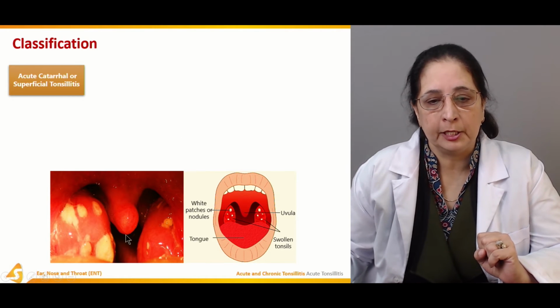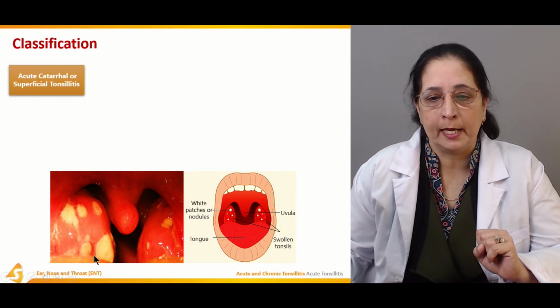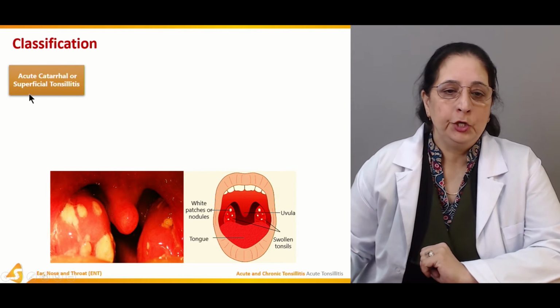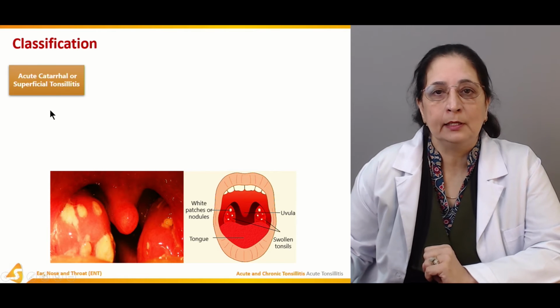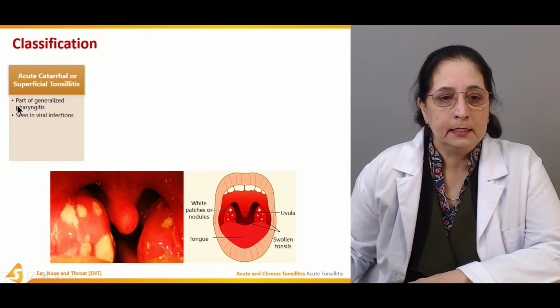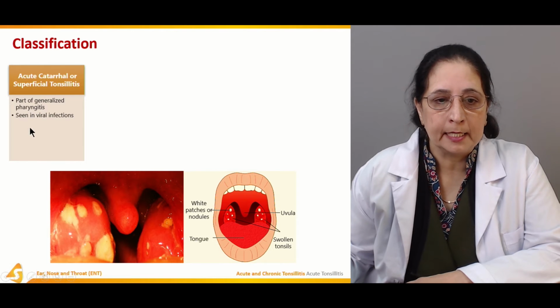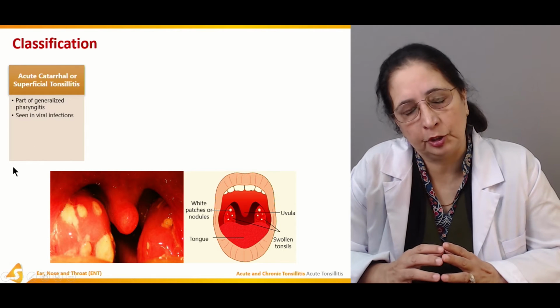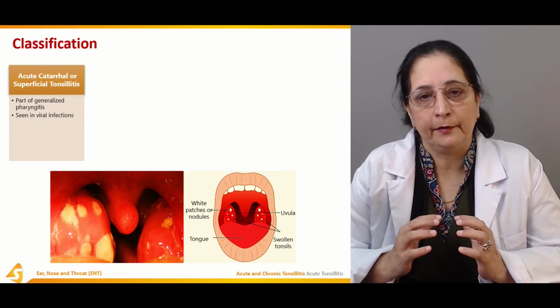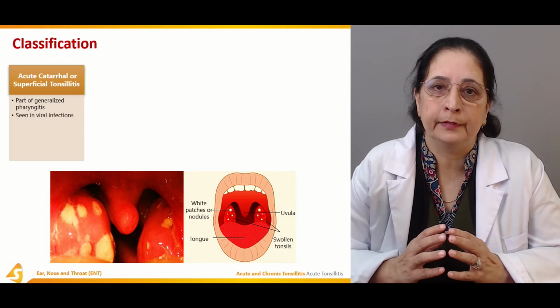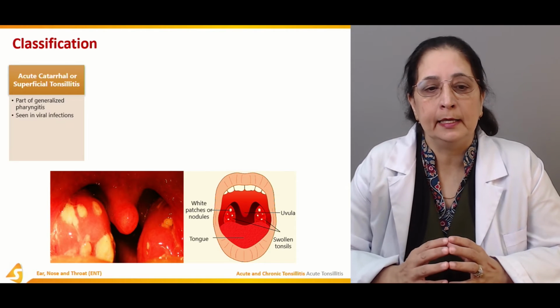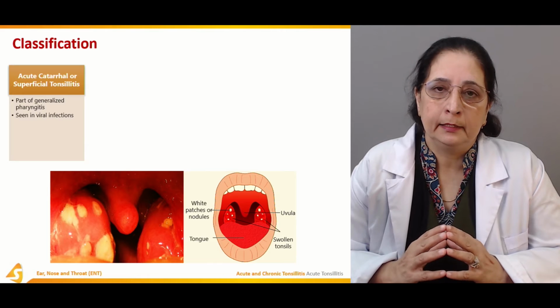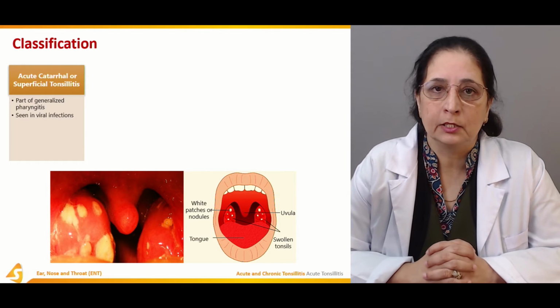Again, a very clear picture of a swollen uvula. There are the swollen red tonsils with white patches present here also. And these are swollen tonsils. Acute catarrhal or superficial tonsillitis is part of generalized pharyngitis, usually seen in viral infections. So whenever there is viral pharyngitis, or inflammation of the pharynx as a result of viral infection, usually it leads to acute catarrhal tonsillitis.